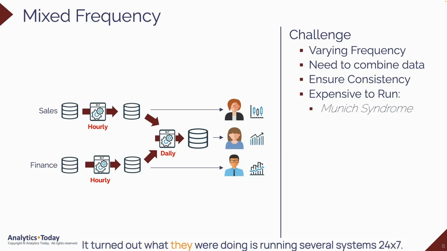It turned out what they were doing is running several systems 24/7. They had their production system, a test system, and a system test system, and they were all running 24/7 in order to deliver data to users, but people didn't need them 24/7. There was nobody there at 4 o'clock in the morning, so they could have suspended these. So you need to keep a count of the frequency with which you need the data refreshed.